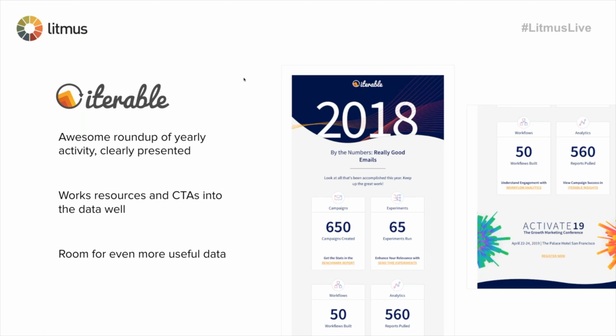Iterable sends this beautiful yearly roundup email about how many campaigns you sent, how many experiments you ran, all these really interesting data points that email marketers love seeing. And I think they do a really good job of tying in different resources for those different data points. So you can see that we sent 650 campaigns. I can go look at this benchmark report and see how my campaigns compare. I ran this many experiments. Let's learn more about send time experiments to try to be more relevant for our subscribers.